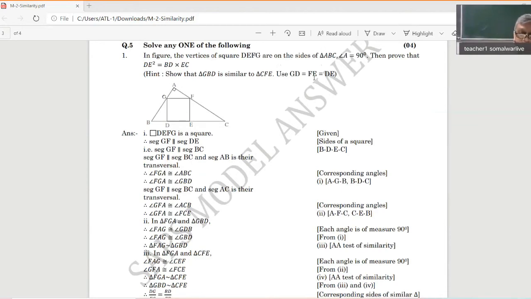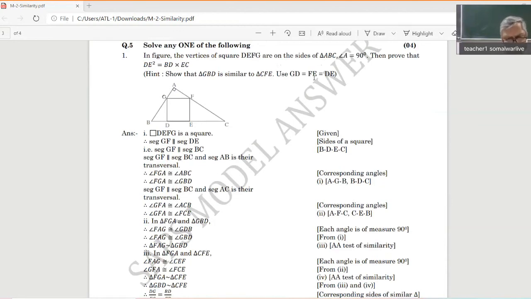Why is GDB 90? Because GDE is 90. Why is GDE 90? Because it is an angle of a square. So it forms a linear pair with GBD, and therefore GBD is also 90. So FAG is equal to GDB, which can be written as FAG is equal to GBD. Therefore both the angles are congruent, and we can say FAG is similar to GBD in correspondence when the triangles are similar.